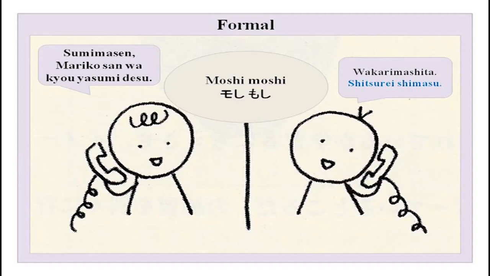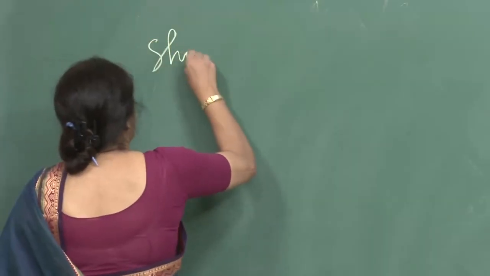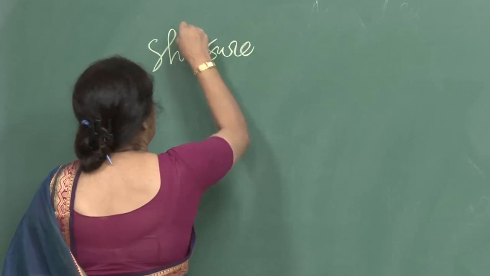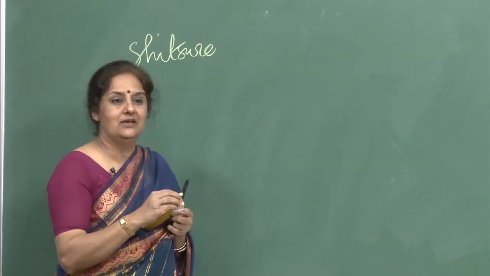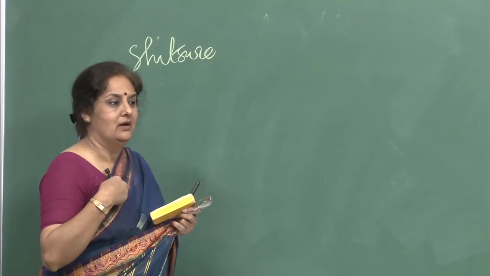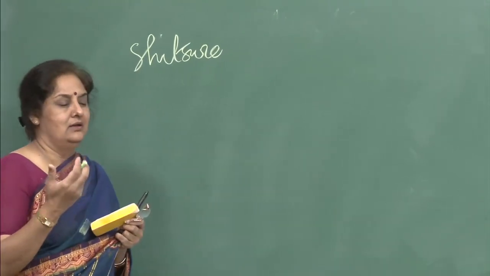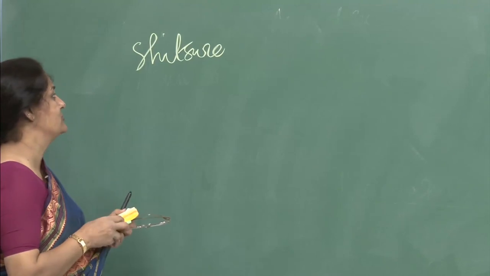Wakarimashita. And then something else is given over here in blue, which is shitsure shimasu. Well, shitsure shimasu has a lot of meanings. One, just shitsure means I'm sorry, I'm leaving. I'm sorry, I'm late. Any of these meanings could be there.